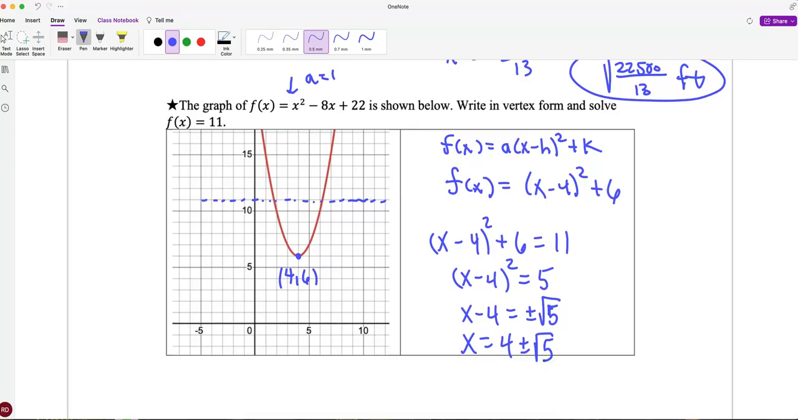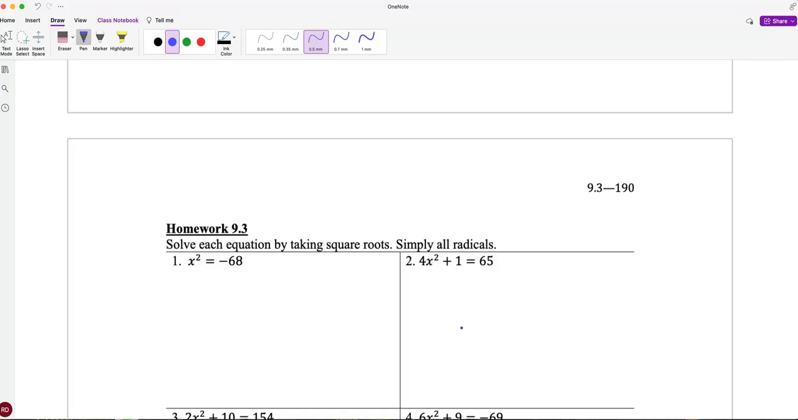Now that's your exact answer. The square root of 5, that is a number between 2 and 3. So 4 plus a number between 2 and 3 is going to be a number between 6 and 7. If you look at the graph, a number between 6 and 7 is that guy right there. 4 minus a number between 2 and 3 is going to be a number between 1 and 2. So that's going to give me this guy right here. That's where I get those two solutions. But this is your answer. You don't really need to use your calculator or approximate. You can just leave it like that. And that should lead us up into the homework for this section.